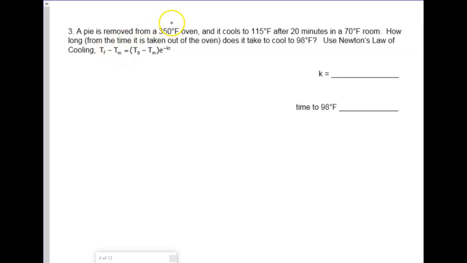So here, the 350 degree oven, this was the initial temperature when it comes straight out of the oven, the first part of the problem. And then it cools down to 115 degrees. So this is the temperature for the final part of the first part of the problem. And then after 20 minutes, so there's T, time. And then the temperature of the room is what's known as the medium or the surroundings. So 70 degrees is the temperature of the medium. We're going to do 2 parts to this question.